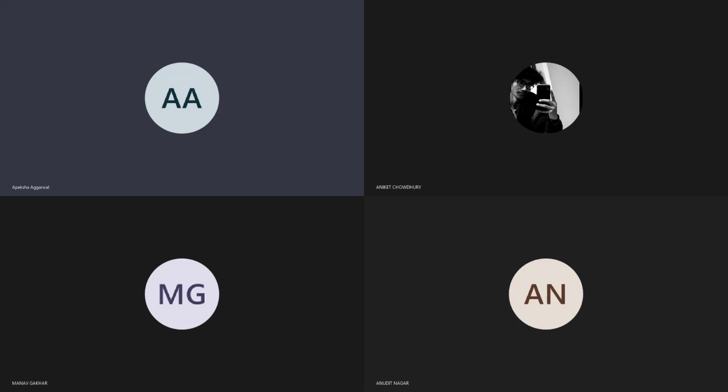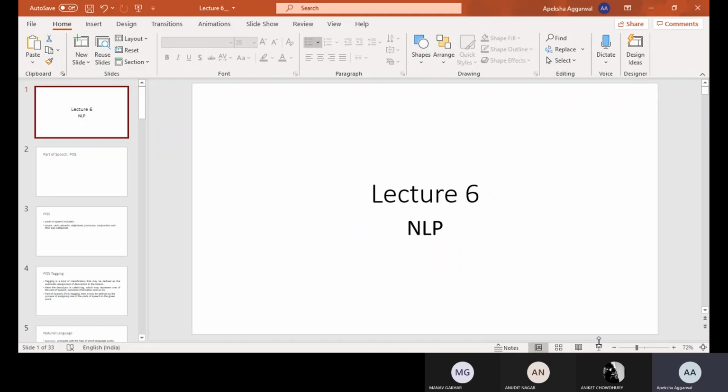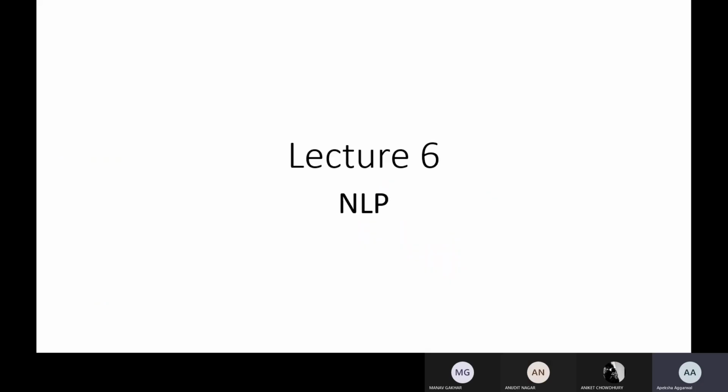We are going to study what POS tags are, and we are going to know what hidden Markov models are and why and how we are using them in NLP. Okay, so first of all, any idea about POS, part of speech?